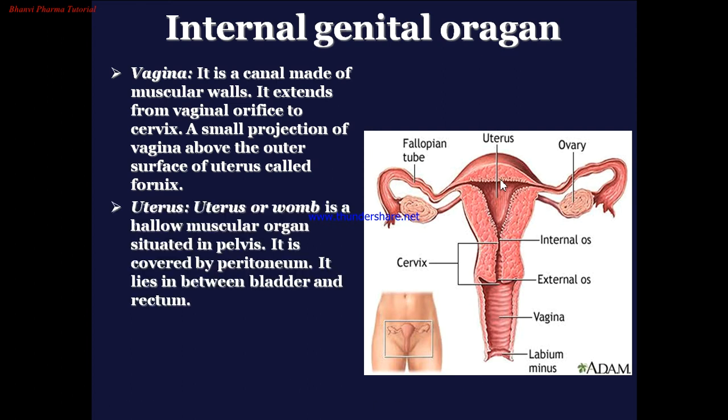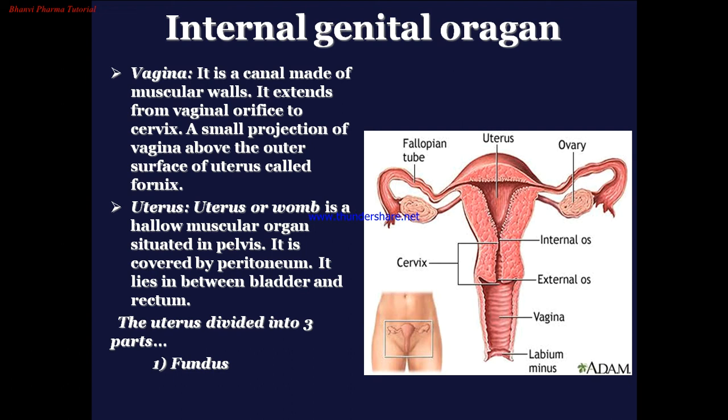Next, uterus. This is the uterus. The uterus or womb is a hollow muscular organ situated in the pelvis. It is covered by the peritoneum. It lies in between the bladder and rectum.